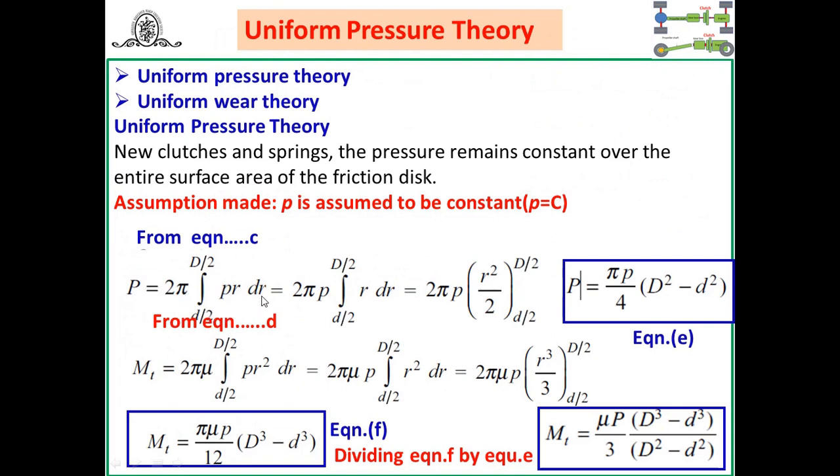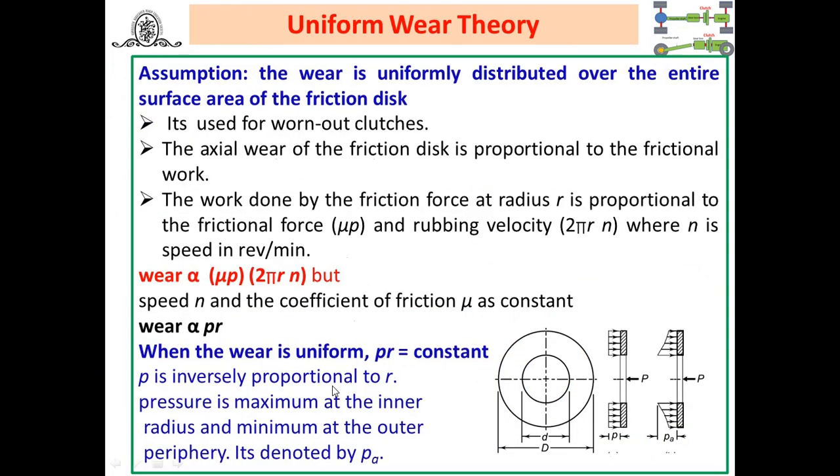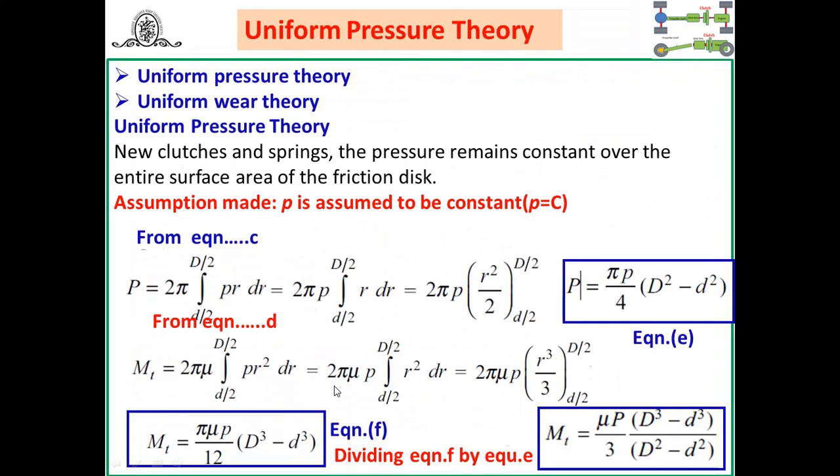What do we have to do? Since p is constant, you can take it out. So it becomes 2π p integration r dr. After taking the integration, what remains? The integration of r dr gives r square by 2. Substitute the limits here, d by 2 to capital D by 2. You will get P is equal to π by 4 p (D square minus d square). Remember this equation A.